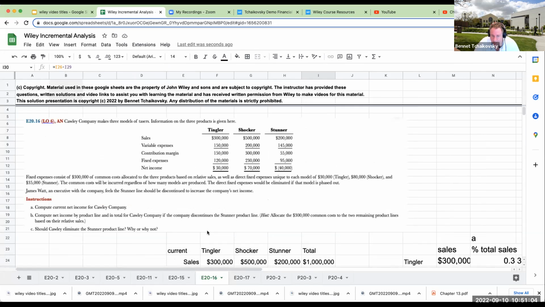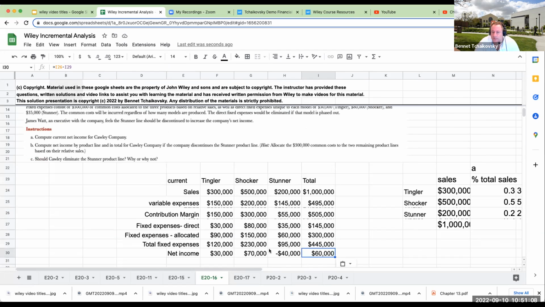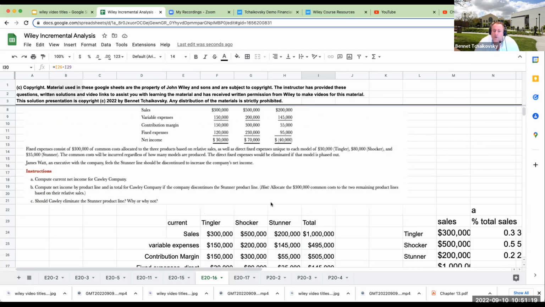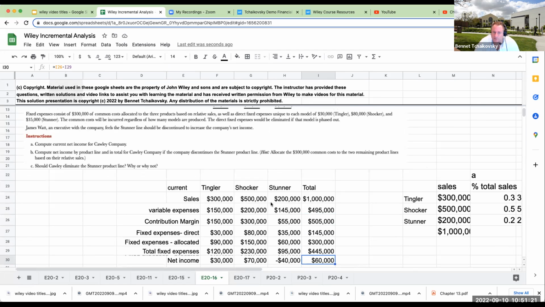The answer is yes. However, the reason why I went through this is that in order for us to analyze whether or not Stunner should be discontinued because it's operating at a net loss, we want to do this part first. So now when we come over here, this is going to be significantly easier to do.